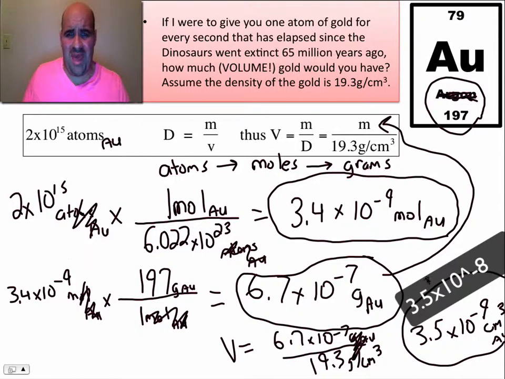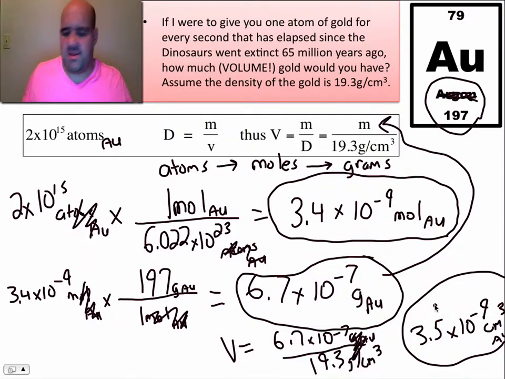If I were to give you 1 atom for every second that elapsed since 65 million years ago, you're not even going to have a quantity of gold that you can see with your visible eyes. It's going to be that small. It just shows you how big Avogadro's number actually is. And that is our final answer.